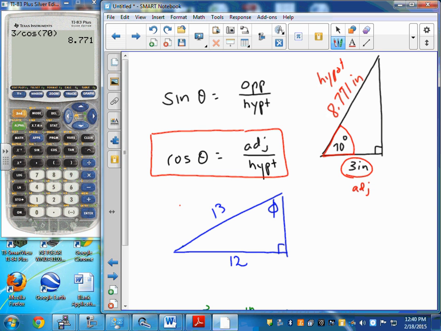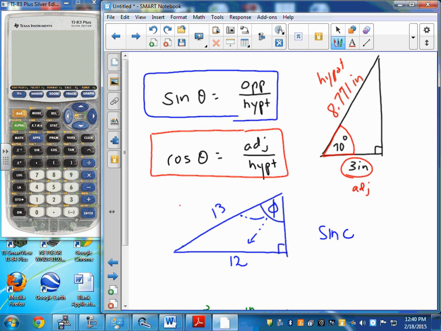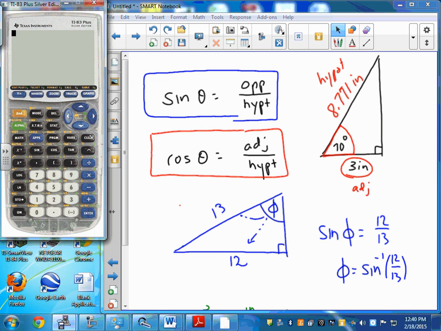So hey, maybe this looks like our 5, 12, 13 triangle again. And so now the task is how large is this angle? And again, note that this is opposite and this is hypotenuse, and that uses the sine ratio. So the sine of this angle, now I'm calling it phi, is going to be 12/13. So phi is going to be the sine inverse of 12/13. And you'd use your calculator to find that.